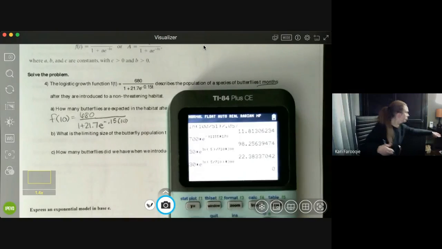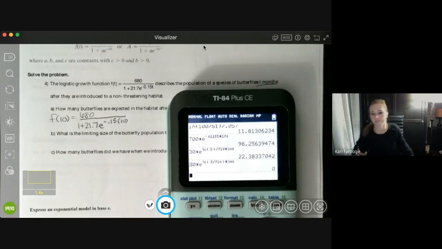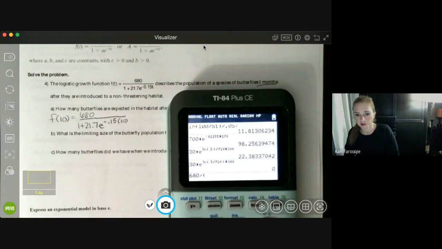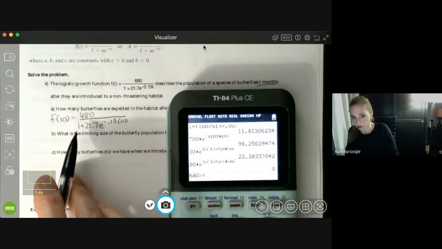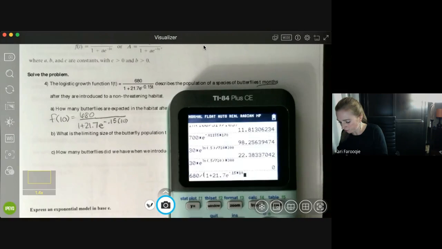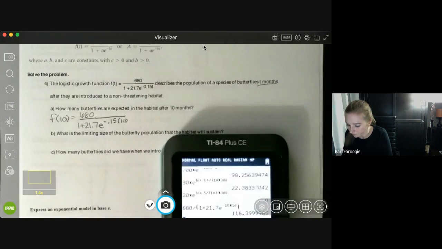All right, 680 divided by, and as soon as you start to enter the denominator, start a parenthesis because you have 2 terms in the denominator. 1 plus 21.7 e to the negative 0.15 times 10. Enter. And you get approximately 116 butterflies.